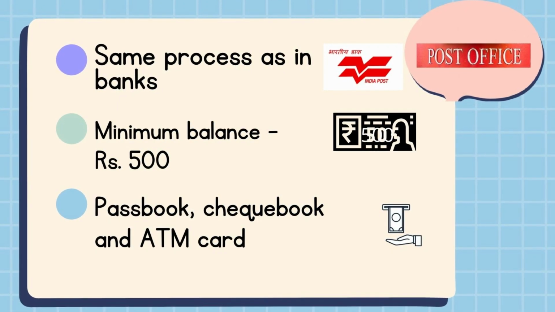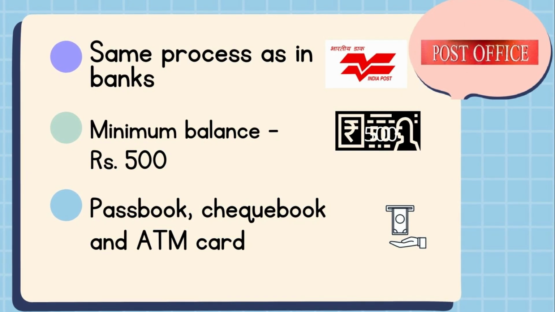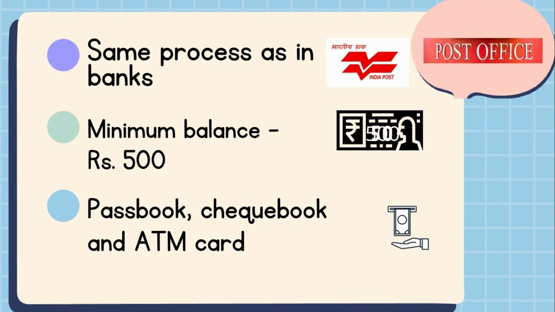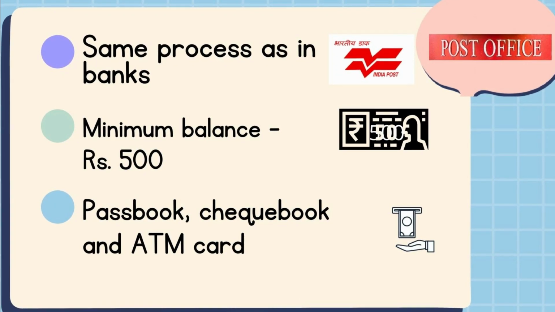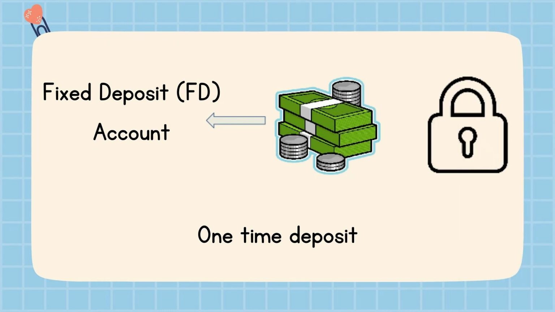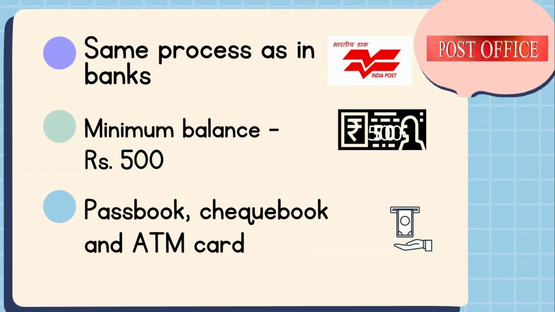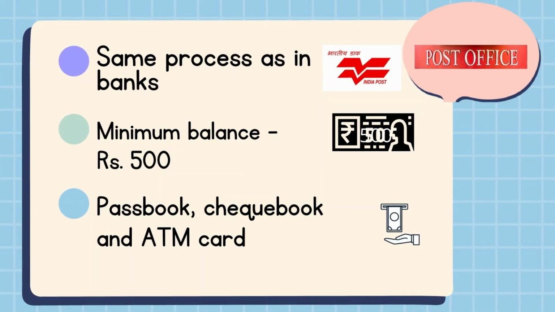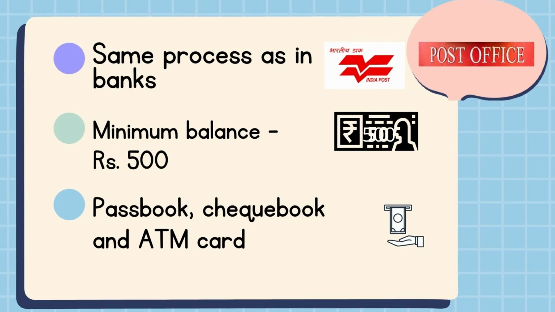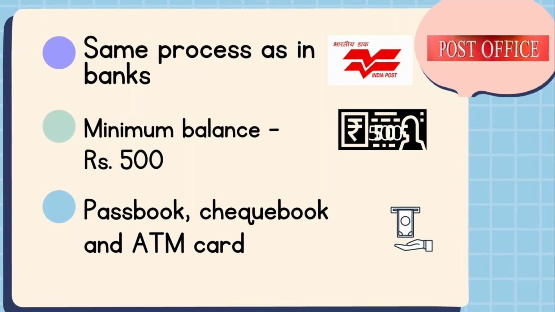A minimum amount to maintain an account in a post office is 500 rupees. Every account holder will get a passbook, a checkbook, and an ATM card. Apart from this, you can open fixed deposits, recurring deposits, which are monthly investment schemes, and many other such savings schemes. You can avail of either banking services or post office financial services depending on your convenience and preference.